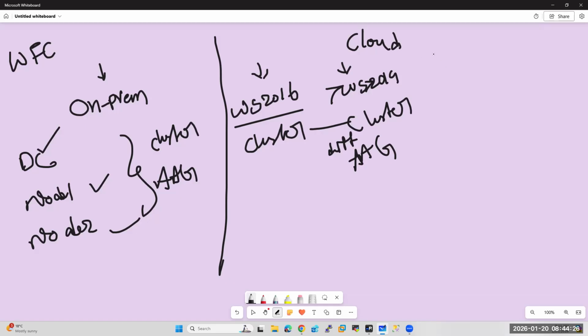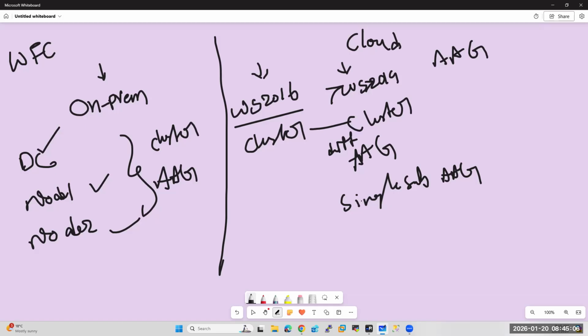Now, especially, we'll talk about the AAG, Always On availability group. While I'm discussing this one, I will talk about one more thing, that is single subnet AAG, single subnet Always On availability group. While I'm deploying Always On availability group on top of 2019 or 2022 or 2025, I will deploy AAG in single subnet.